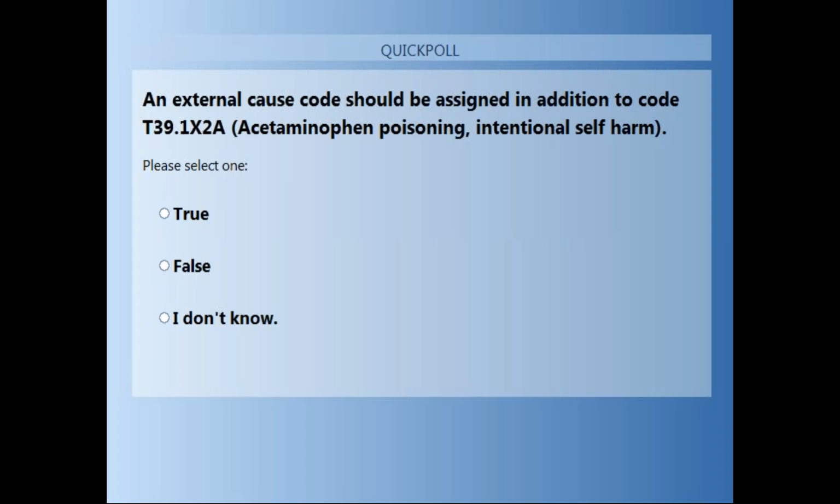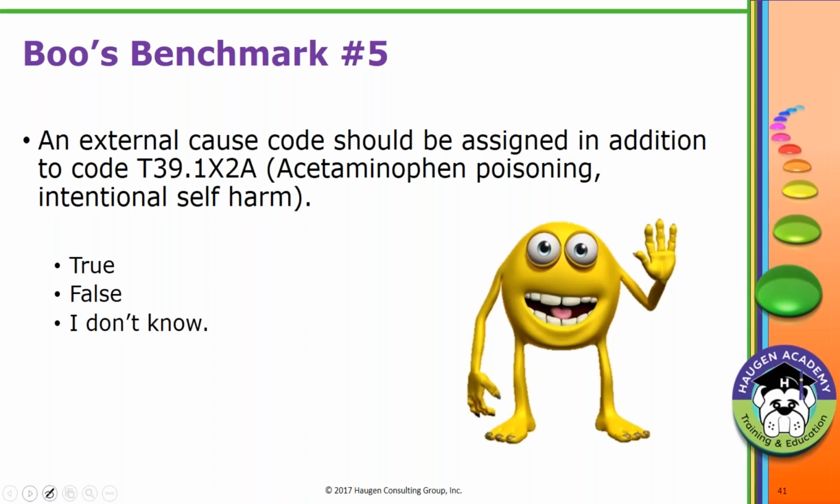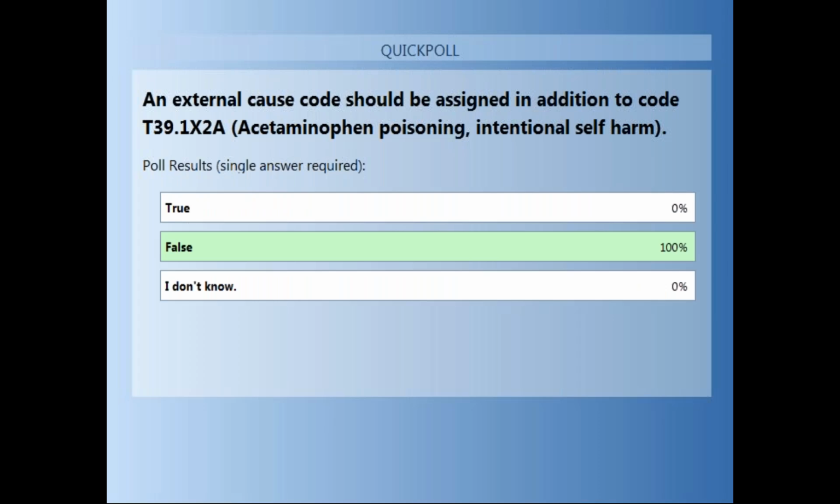And I've got responses trickling in a little slower, so a little hesitancy here, but it looks like we've got everybody. Let me close the poll, share the responses. And Karina, 100% are saying this is false. Well, that 100% is absolutely correct. So great job, because that actually took us back more than the last 4 slides.